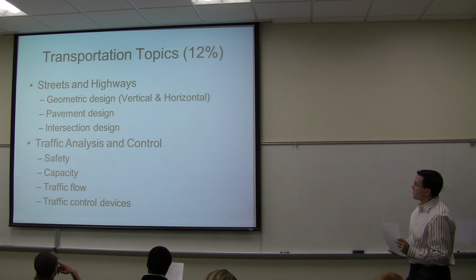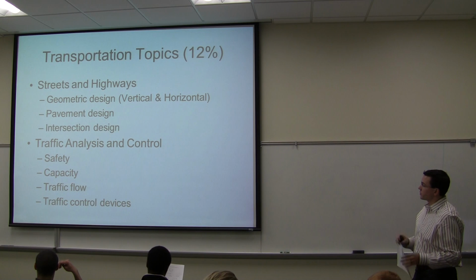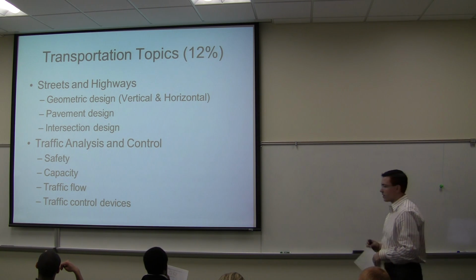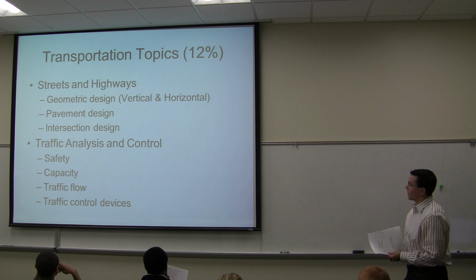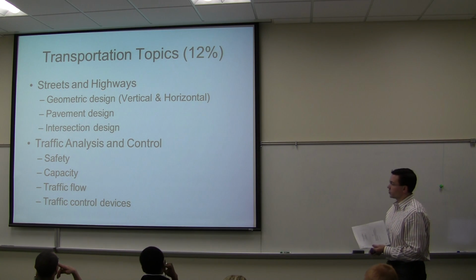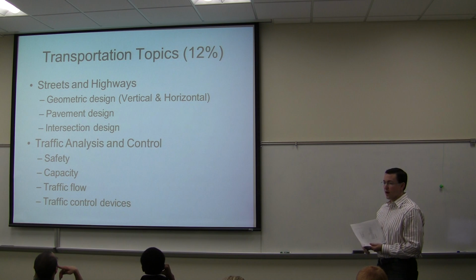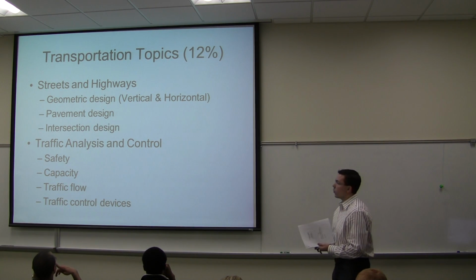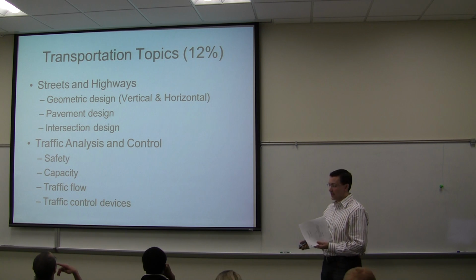So the transportation topics constitute 12% of the afternoon section of the exam. And I don't remember if this is how I broke it down or if they break it down in the manual like this, but related to streets and highways, you have geometric design, vertical and horizontal curvature, which we covered. Pavement design, we covered towards the end of transportation. We covered one method of asphalt design.